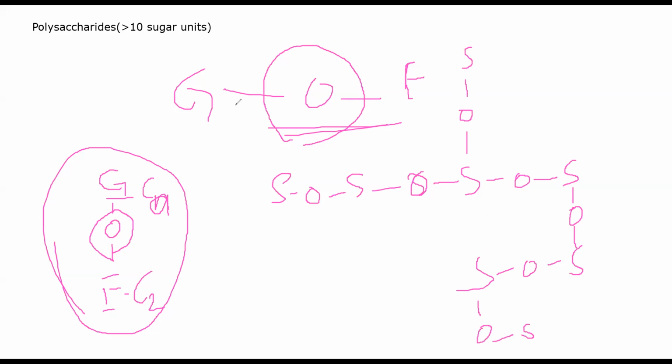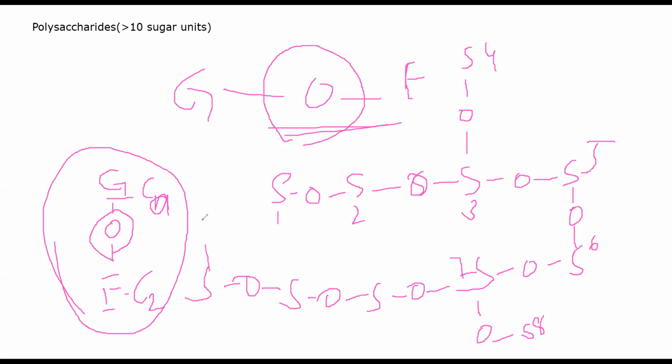Right. So basically you need to end up with 10 or more sugar units. That is how you will get a polysaccharide, more than 10 sugar units. So you have 1, 2, 3, 4, 5, 6, 7, 8, 9, 10, and here you have one simple molecule of a polysaccharide.